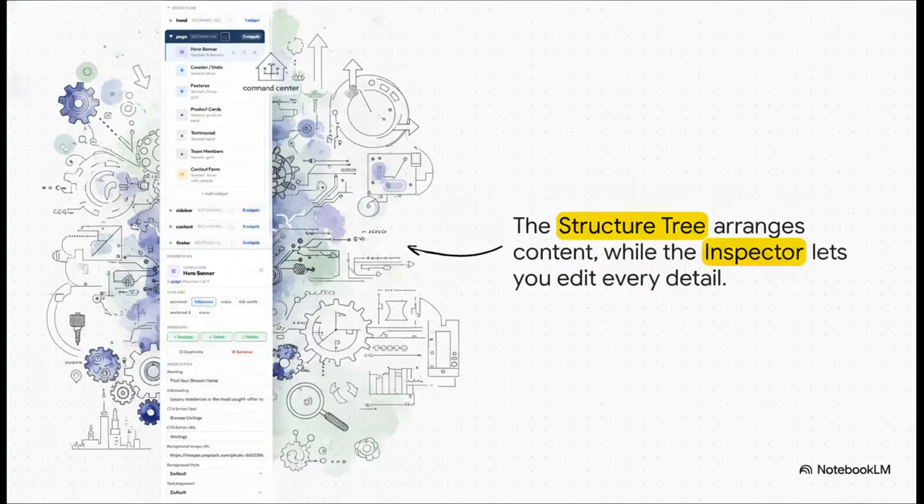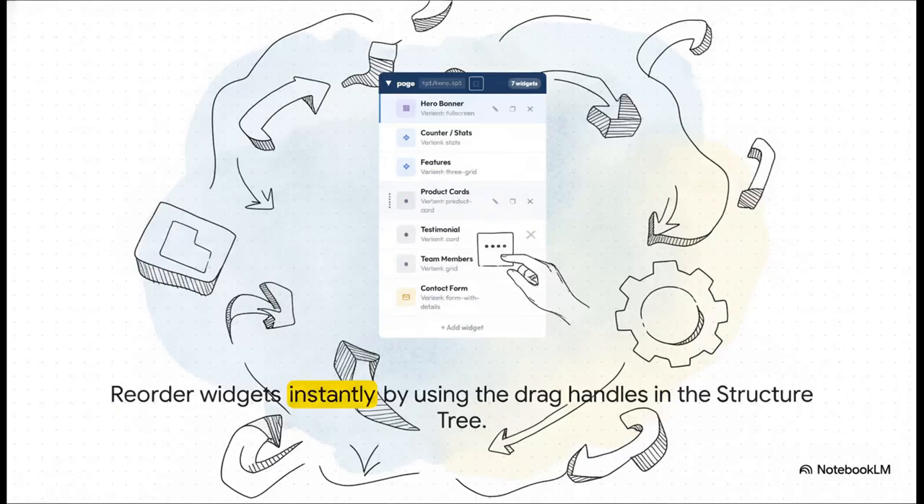So that panel on the right is super important. It's split into two main tools. At the top, you've got the structure tree. Think of this as your command center. It gives you a high-level, bird's-eye view of everything on your page. And then right below it is the inspector. That's where you get into the nitty-gritty, editing the details for whatever you have selected. Now, what if you want to rearrange things?